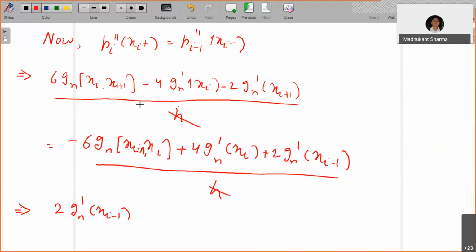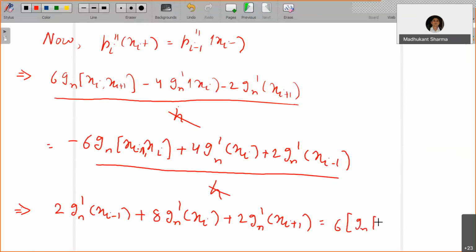So I'm sending this term to this side and just rearranging the terms, plus 8 times gn dash at xi plus 2 times gn dash at xi plus 1, that is equal to 6 times gn[xi, xi plus 1] plus gn[xi minus 1, xi]. You rearrange the things here.